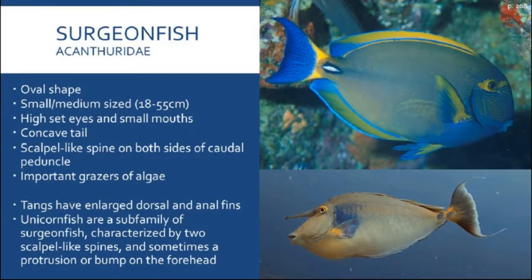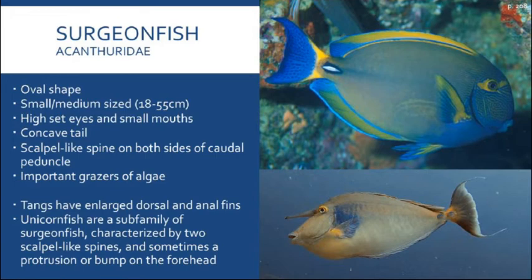Up next we have surgeonfish, or Acanthuridae. These fish have more of an oval shape, and they're small or medium sized, so they don't get super big. They've got relatively small eyes that sit quite high up on their foreheads. You can see the eyes are quite high up on the head, and they've got nice small mouths. They've got a concave tail, so it kind of looks a bit like a half moon or something like that.